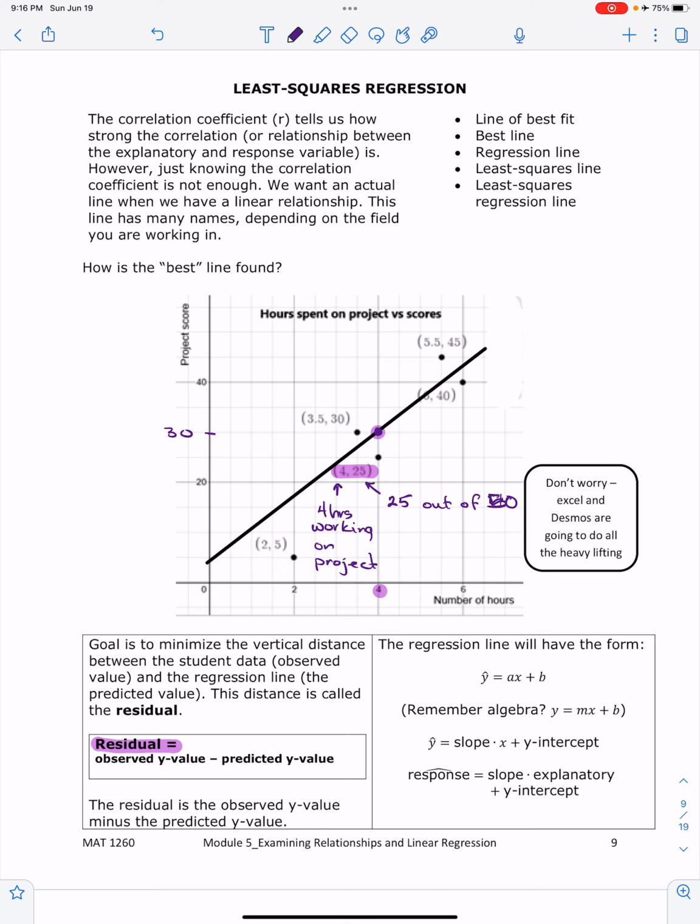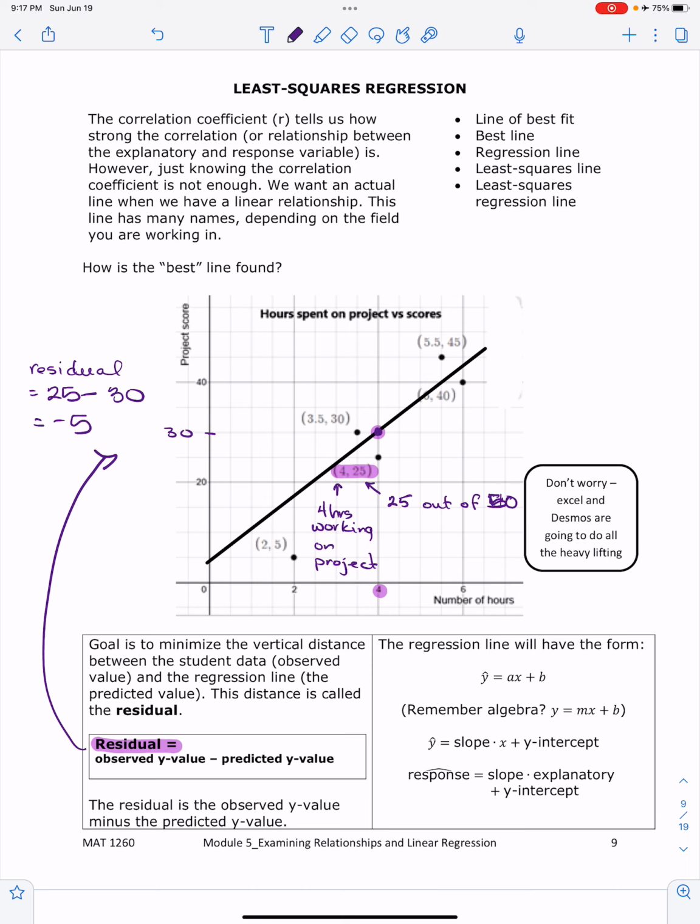So our line is predicting a score of 30 out of 50, not the 25 out of 50 that this student earned. So our residual here is our observed y value minus our predicted. So the residual here is -5.